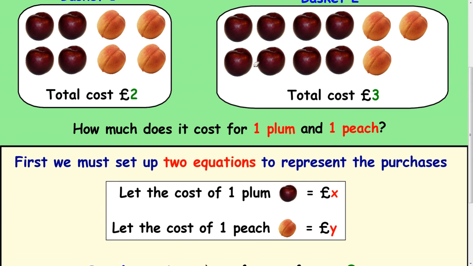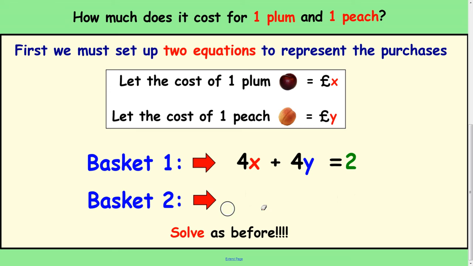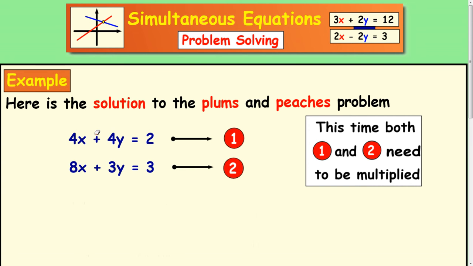And if you look at the second basket, we're saying that the plum's x, so 1, 2, 3, 4, 5, 6, 7, we've got 8 x's and 3 y's make 3. Now we've set our 2 equations up, we need to work out x and y, so it's just a case of doing the same as last time.